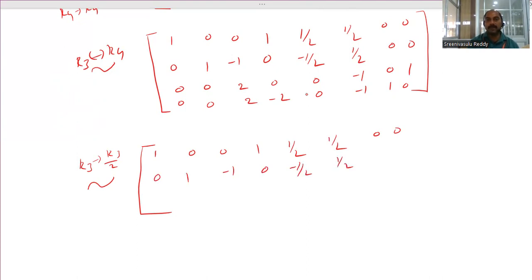I don't want to explain too much because this method is applicable to find inverse of A first of all. Later apply A inverse into B, we get X value. Fourth row, no change.